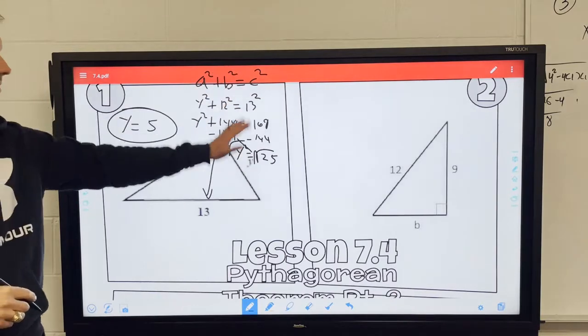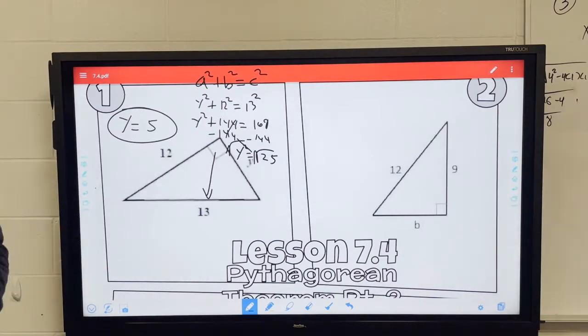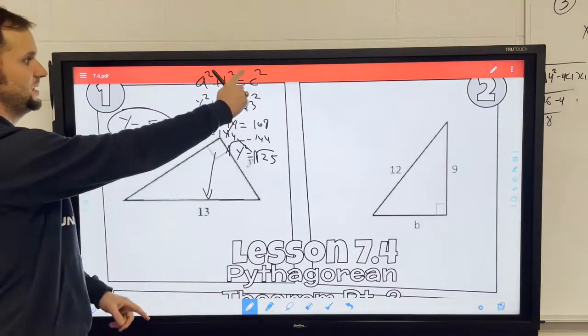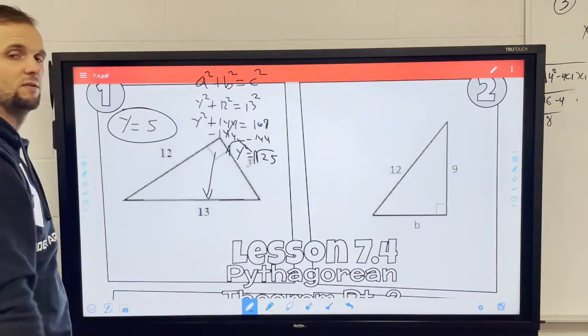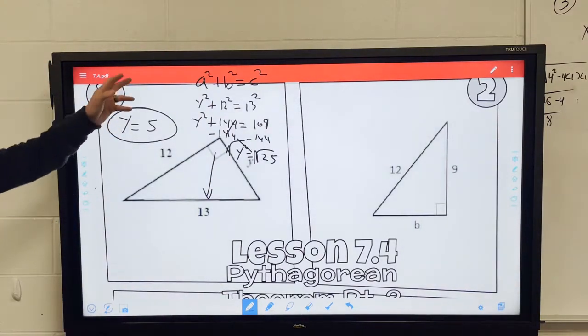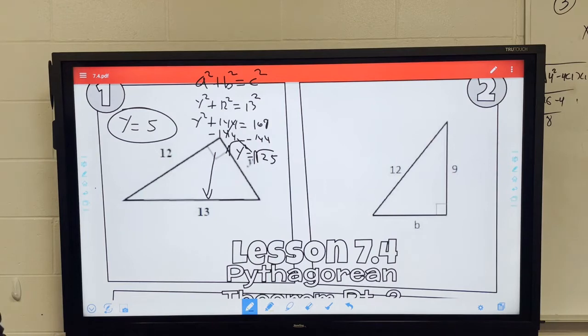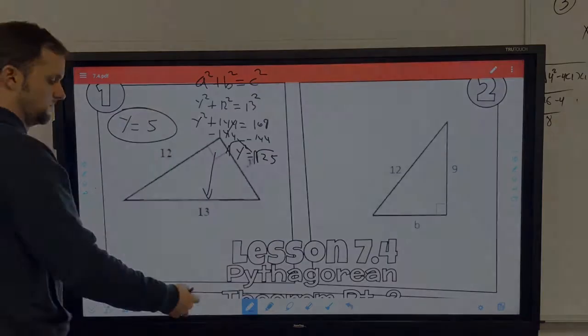So, showing here, guys, I used the Pythagorean theorem by plugging in my a and b and my c, and then solving for my missing variable. Ladies and gentlemen, that is how you find the missing leg. Let's jump over to example number 2.